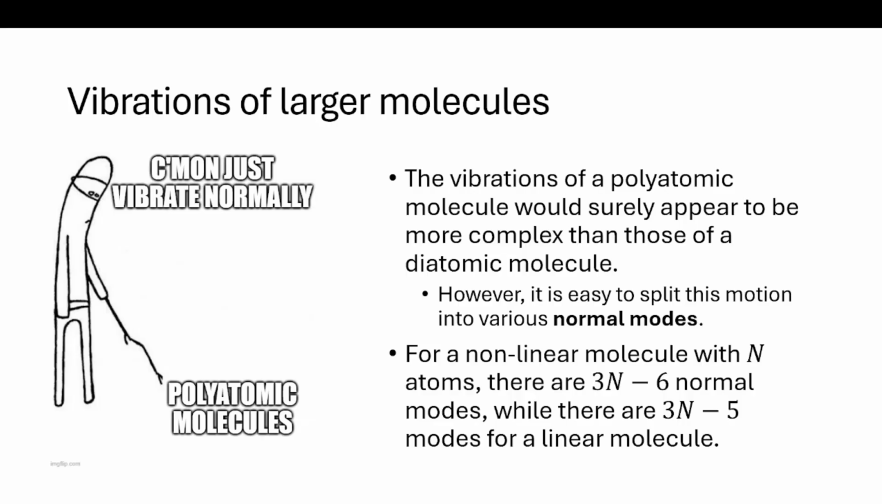Now, that was just for carbon monoxide. If we go to larger molecules, then of course their vibrations would be a lot more complex than those of simple diatomics. Now, we can split this motion into various normal modes. And here's an exact formula to determine how many normal modes there are for a nonlinear molecule. If we have a nonlinear molecule with n atoms, then there are 3n minus 6 normal modes. While if we have a polyatomic that is linear, there are going to be 3n minus 5 modes.